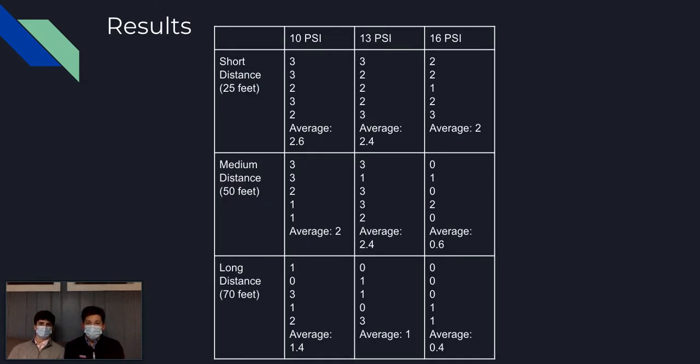From the short distance, the 10 psi ball was the best with an average of 2.6. Then with the medium distance, the 13 psi ball was the best with an average of 2.4. Then the long distance, the 10 psi ball was the best again with an average of 1.4.